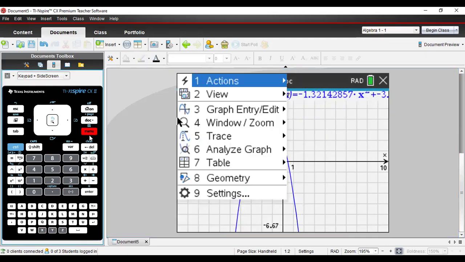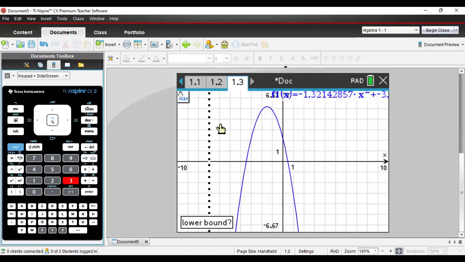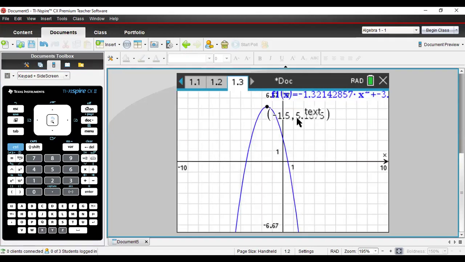Now I'm just going to do menu 6, 3 since it's the maximum. So basically, that's kind of what I was saying before. The x coordinate is a negative 1.5. The y coordinate is 5.875. Now that might not be exactly right, depending on the decimals that I use, but you can obviously see that the vertex is not at -2. It's close, but it's not exact.